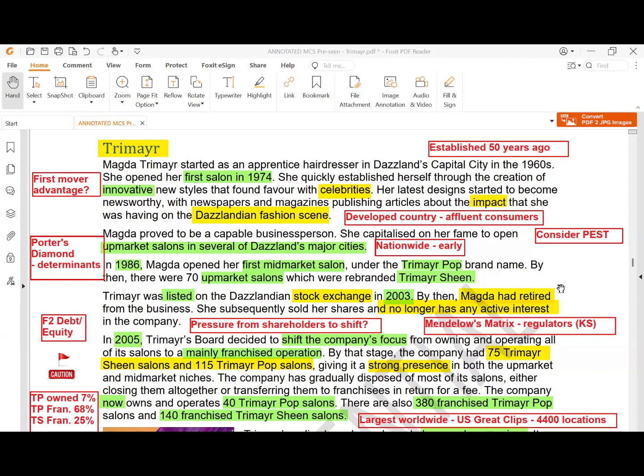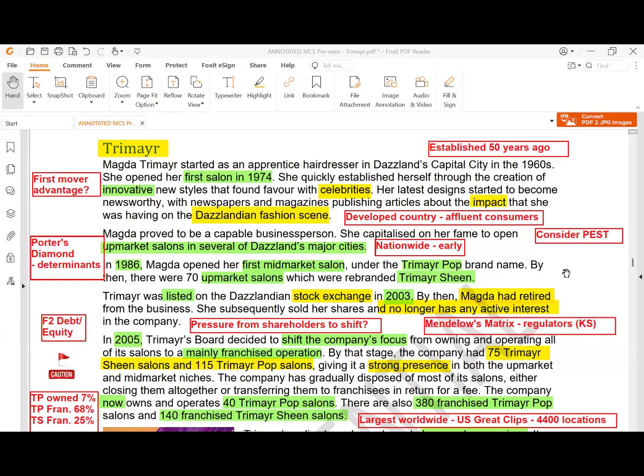It seems to me when we look at the first couple of paragraphs here, this was the perfect storm for Magda. She chose the right country. She had the right ideas. These people were willing to spend money on high-end hairdressing and indeed products. And indeed, it was large enough, with a large enough demand, a la demand conditions within Porter's Diamond.